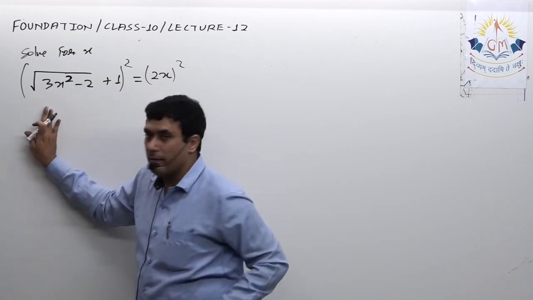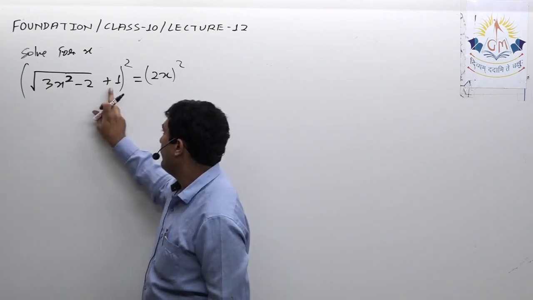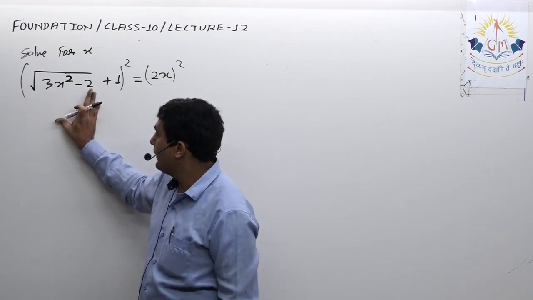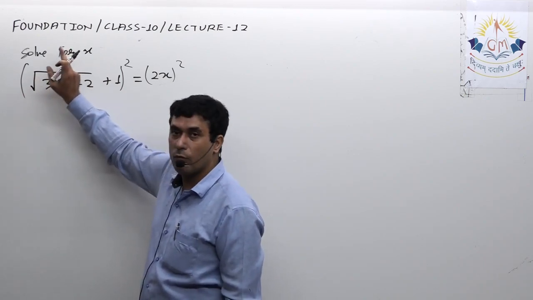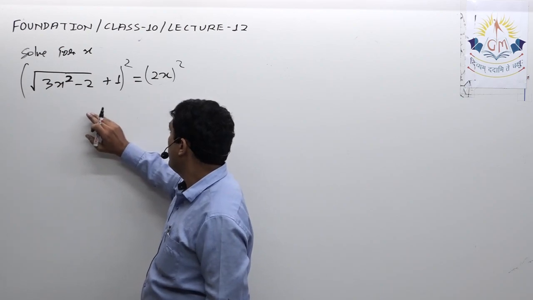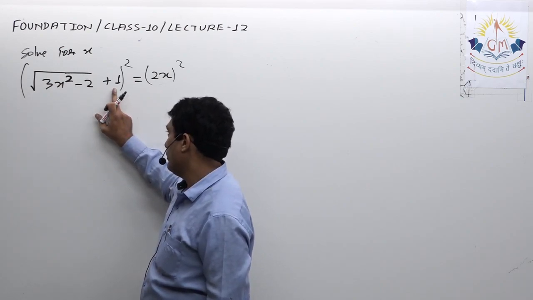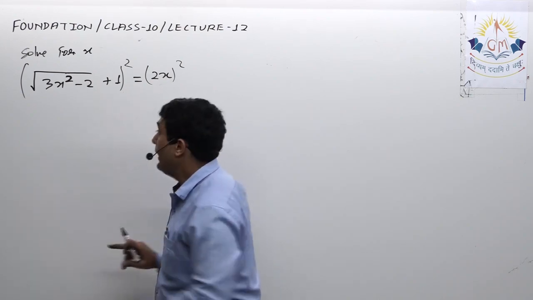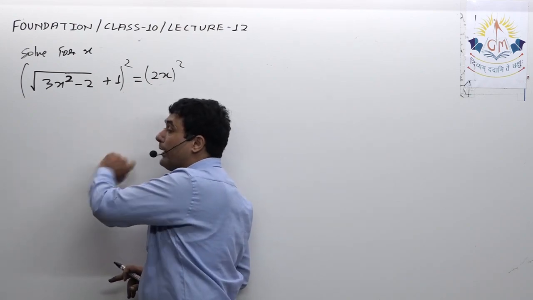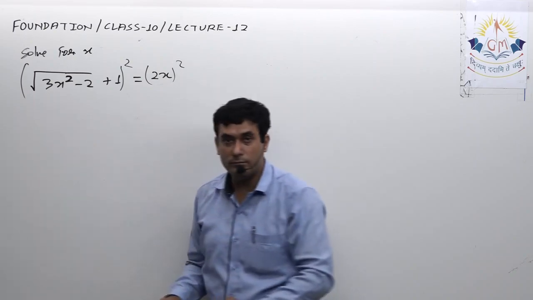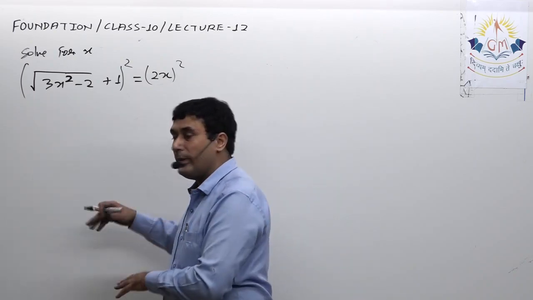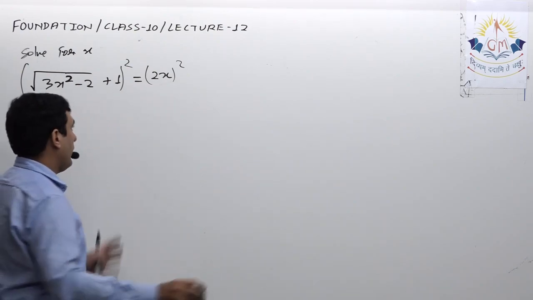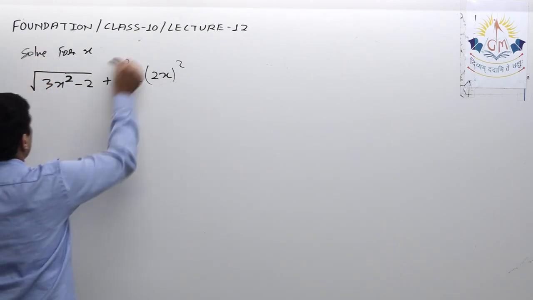So when I say this is a plus b, and I apply the identity of a plus b whole square, when I write a square, this square root sign won't be there, plus b square, so 1. And then when I write 2 into a into b, again the root sign will come. However that can be done, and then again we have to make the square to remove that square root sign. But there is a better way.